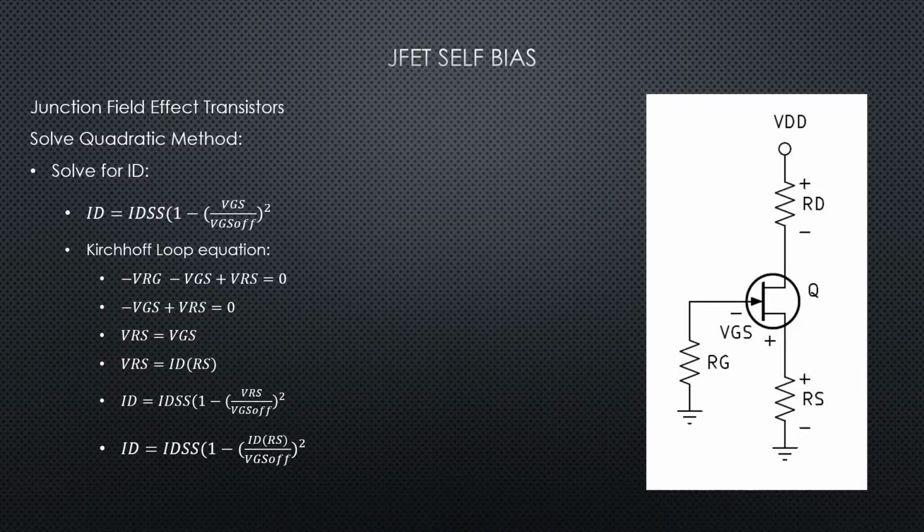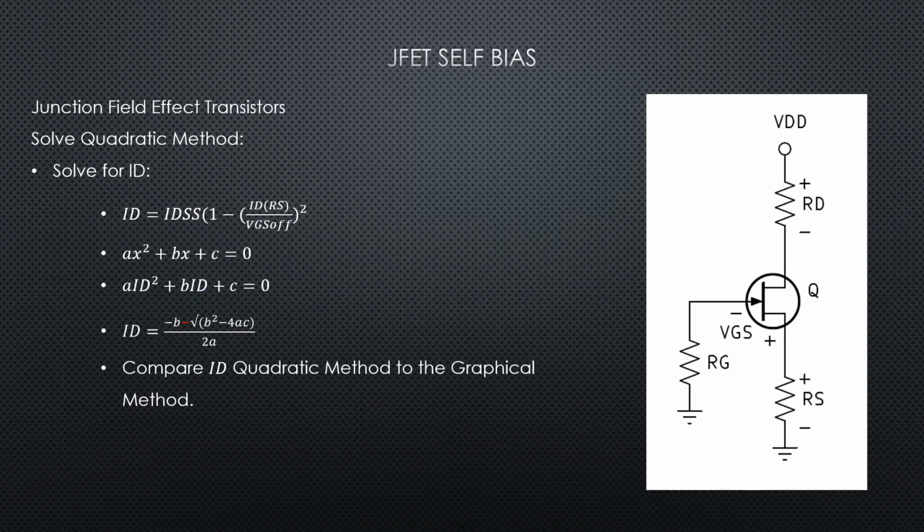And so we know what RS is in our circuit. And now we know what IDSS is. We should know what VGS off is as well. And now we've got everything in terms of ID. Okay, so now you're going to do a bunch of math.